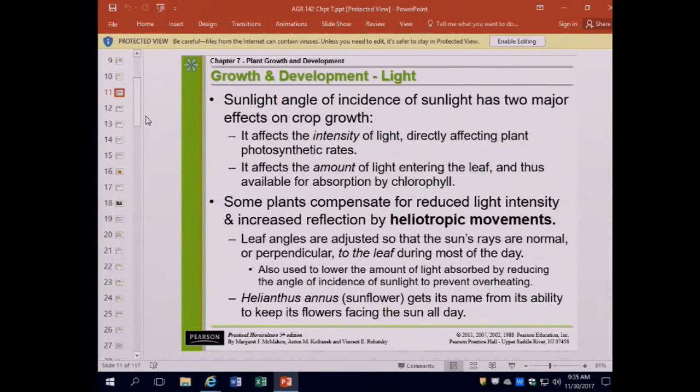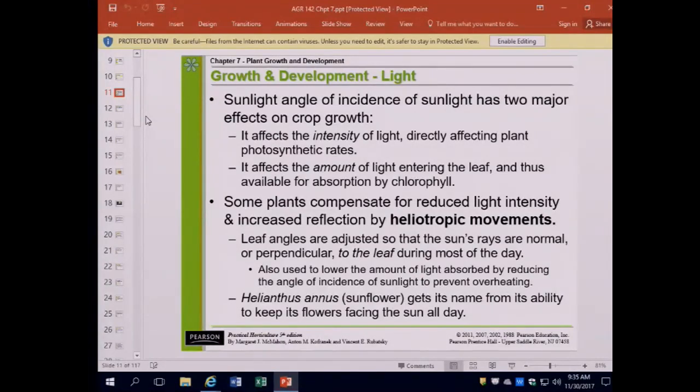And some plants compensate for reduced light intensity or increased reflection by what is called a heliotropic movement. And that is defined as the movement that plants have on their own to make them either more receptive to light or more resistant to light. If the light intensity happens to be too great for this particular plant, the leaves may turn at an angle where the intensity is not as great.